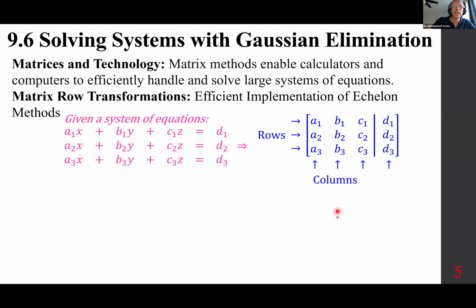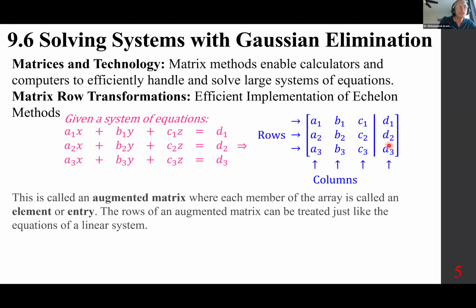And then for the equality, we put a line, and these are the answers or the constants on the other side. So this is called an augmented matrix, where each member of the array, remember, a matrix is an array of numbers, is called an element or entry. The rows of an augmented matrix can be treated just like the equations of a linear system.